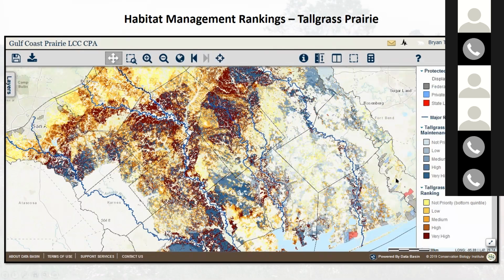Another difference is the restoration rankings don't include threat rankings. That habitat's already degraded, so we didn't think it made a whole lot of sense to include threat rankings.